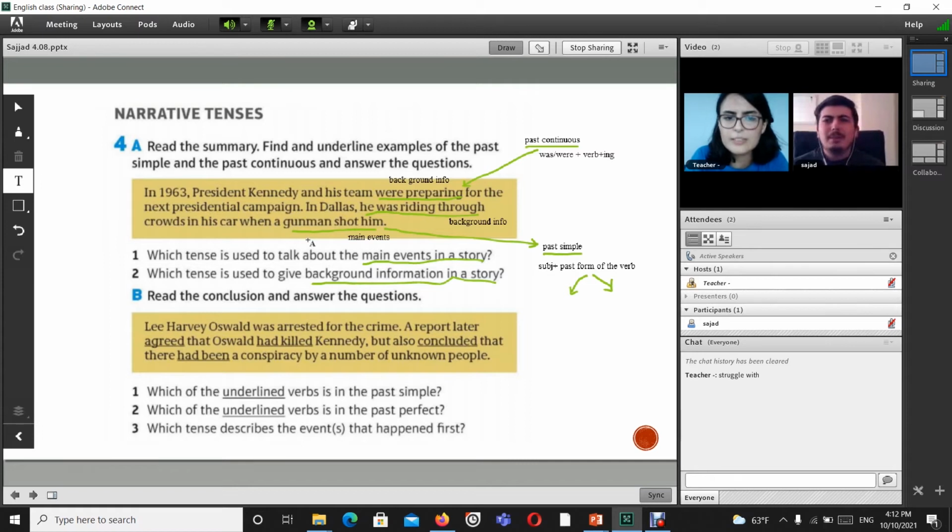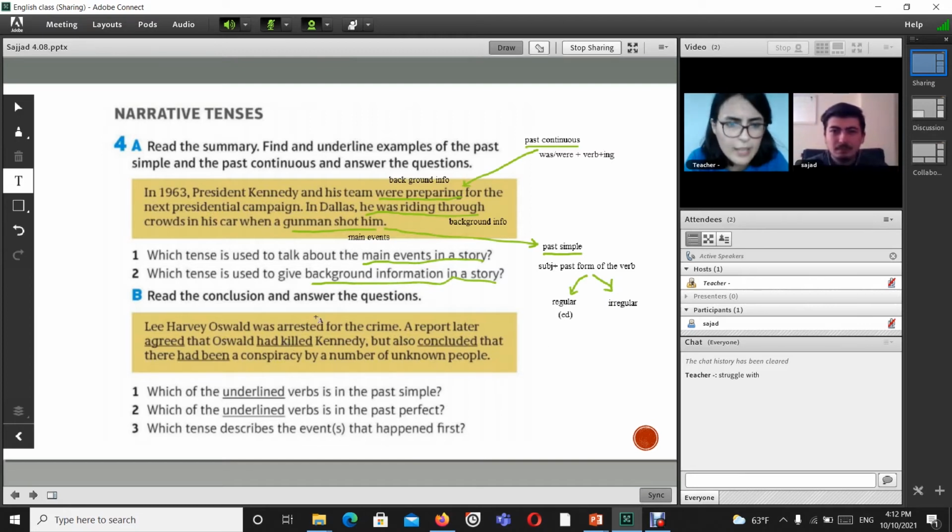For example, when we say a gunman shot him, is this verb regular or irregular? It's irregular. How do you know? Because the regular one is shoot. No. When it is regular, it usually gets ed. Am I right? Oh, okay, I get it. The ed version. But the irregular one has no ed. Very good.